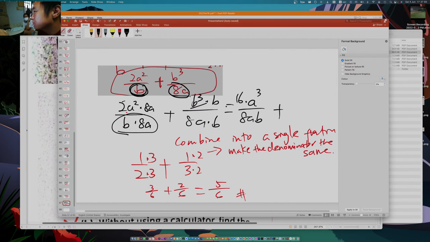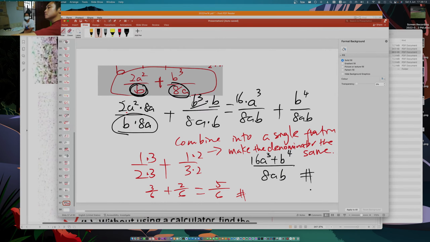Then above is b cube times b, that means b to the power of 4. Then over here is 8ab. Can you see that you have the same denominator? Same denominator, you can combine already. So 8ab is below. Above is 16a cube plus b to the power of 4. So this is the final answer.